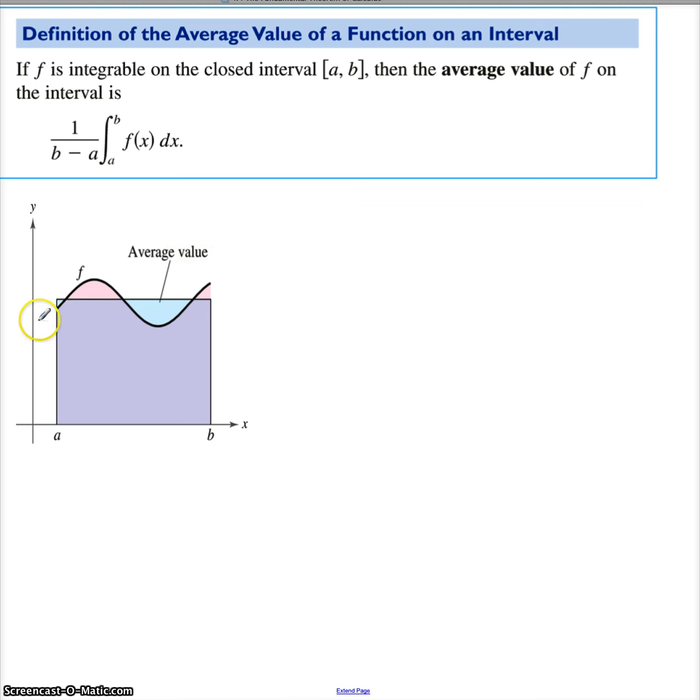Now, I'm not going to do this proof here because I've got a couple of other things I would rather do, but it's a pretty straightforward derivation.